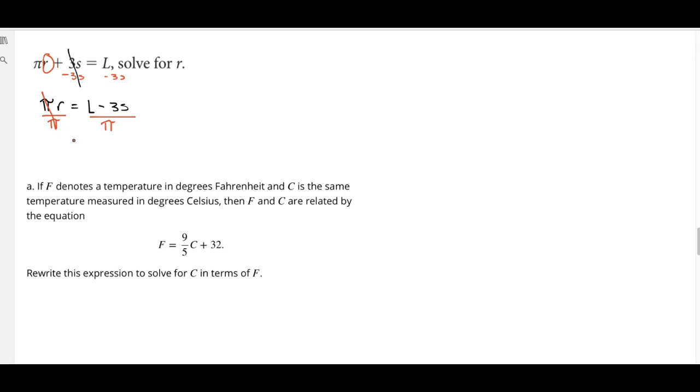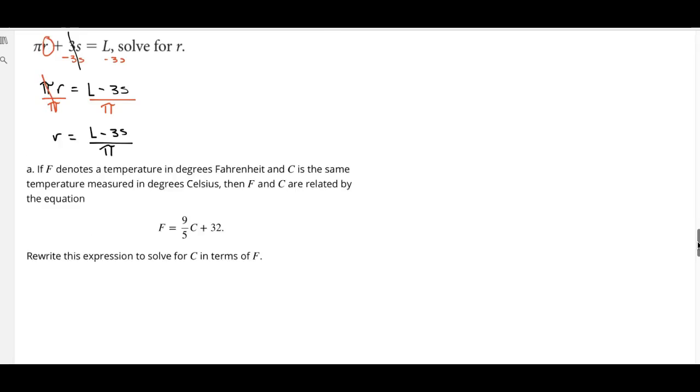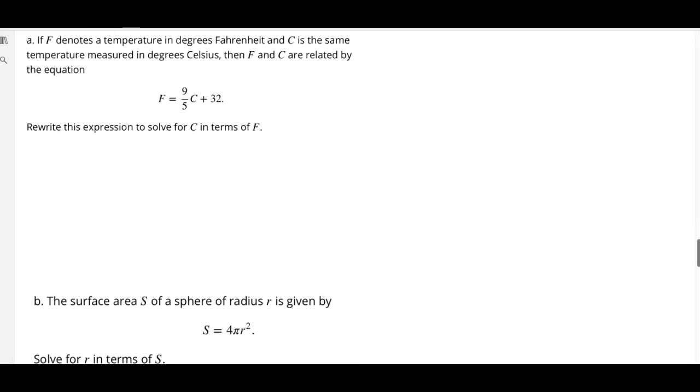and you end up with r equals L minus 3s over pi. Okay? All right, so there's a couple of examples of solving for a variable in terms of other variables. Now I'm going to start talking about some word problems.